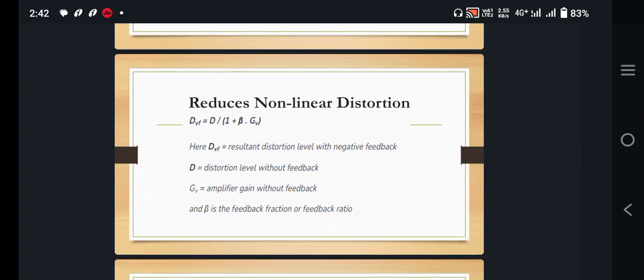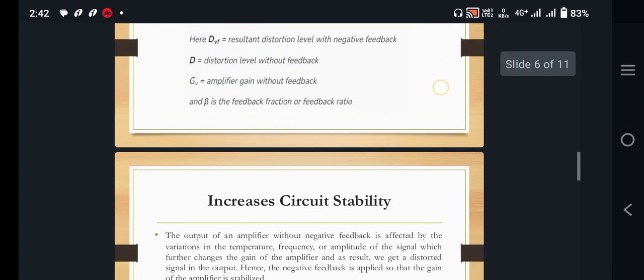which reduces the nonlinear distortion. Here DVF is equal to D divided by 1 plus beta into GV. Here DVF is the resultant distortion level with negative feedback. D is the distortion level without feedback. GV is the amplifier gain without feedback. Beta is the feedback factor.